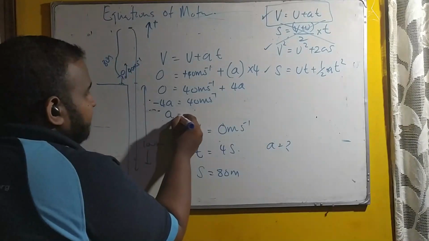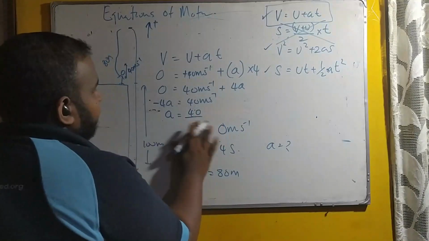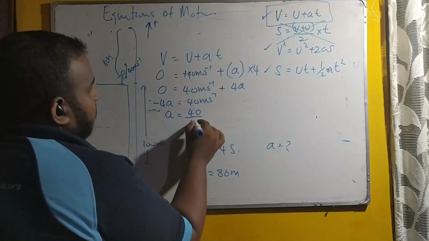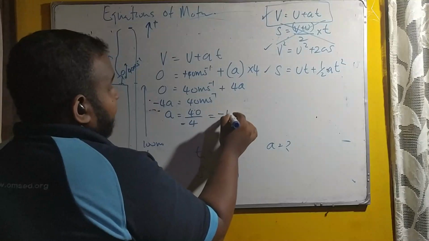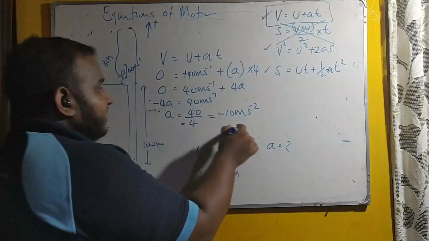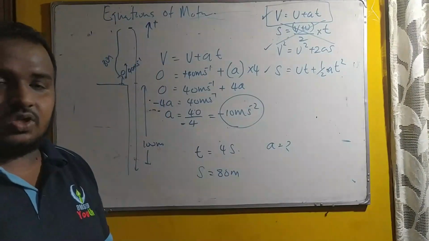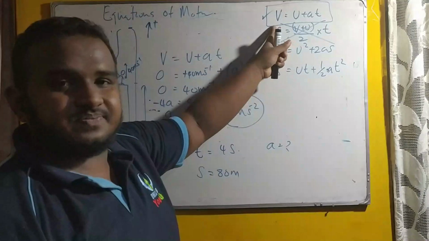Therefore, the A will be acceleration. If you divide it, 40 divided by 4 minus 4, the answer will be minus 10 meters second minus 2. Right? This is the answer we obtained to the previous question. So I have used this equation.